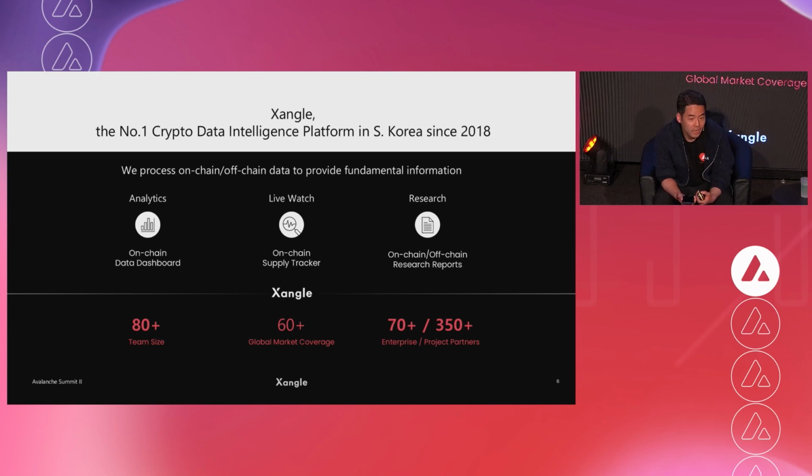Since 2018, we have been working really hard to create a more transparent and sustainable crypto ecosystem. Specifically, recently we have been focusing on creating fundamental metrics that reveal the overall health status of a certain mainnet infrastructure. We're also providing on-chain data to reveal that status, as well as research materials to the public, so that everybody can understand the overall health status of a certain network.